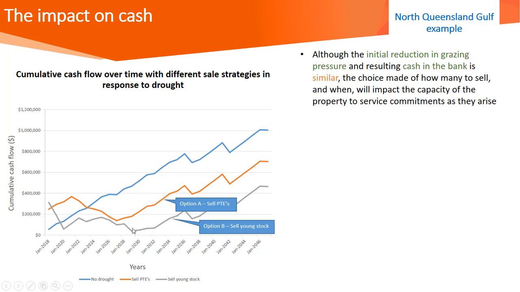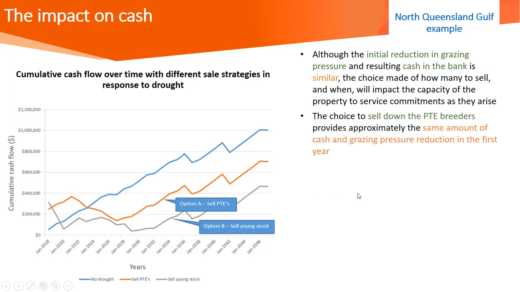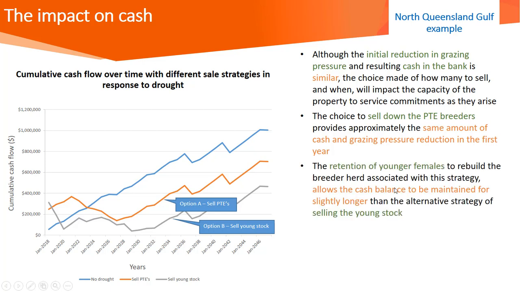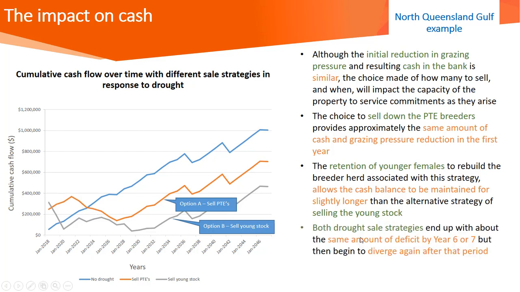Now, the interesting thing about what's happening here is the choice to sell down the PTE breeders provides the same amount of cash, but the retention of the younger females in that strategy to rebuild the breeder herd allows the cash balance to be maintained. So the cash balance is maintained a little bit higher there, but both drought sales strategies end up with about the same amount of deficit by year 6 or 7.